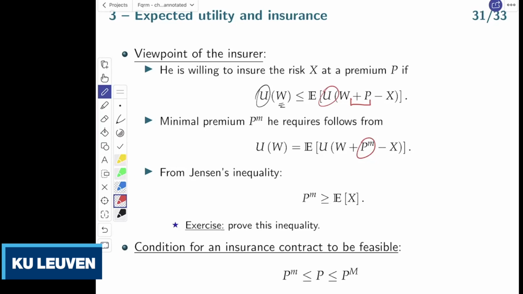Again, using concavity of your utility function U, you have continuity, and you know that this equation has a solution. Right? You cannot jump, you cannot have a P where you are below U of W and then suddenly you jump over that level. That cannot happen because you have a continuous function. All right, this P m here is now a minimal premium, right?